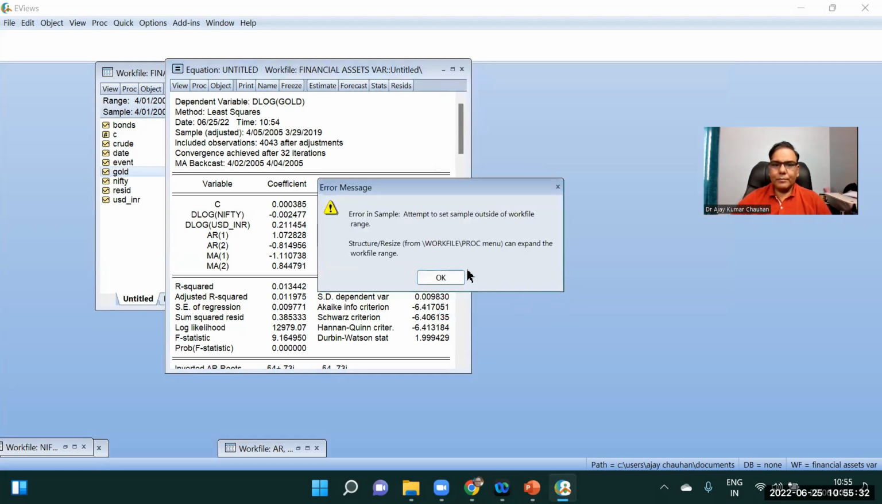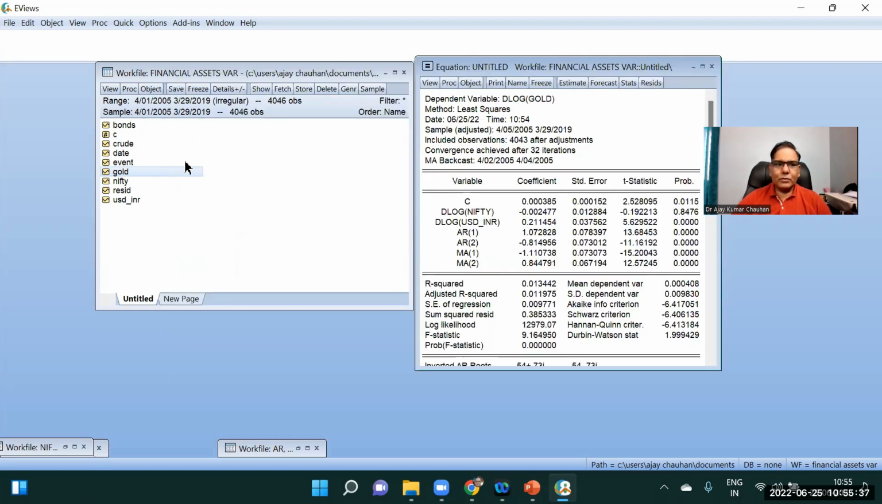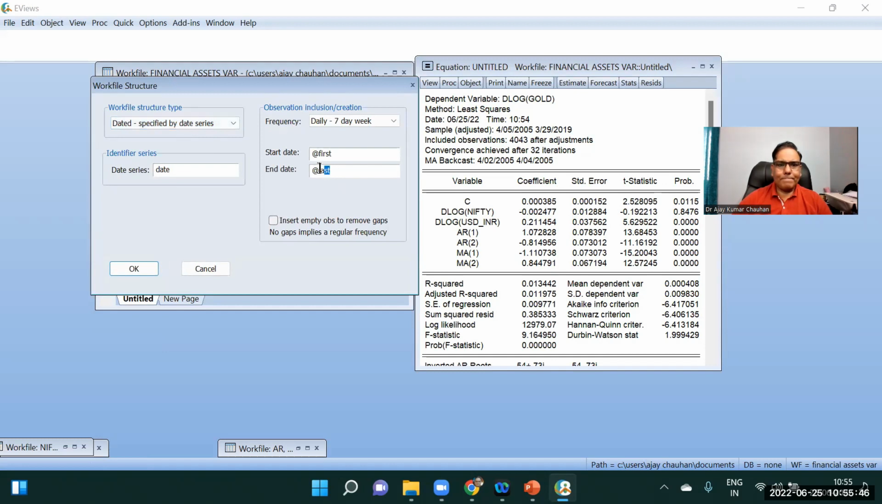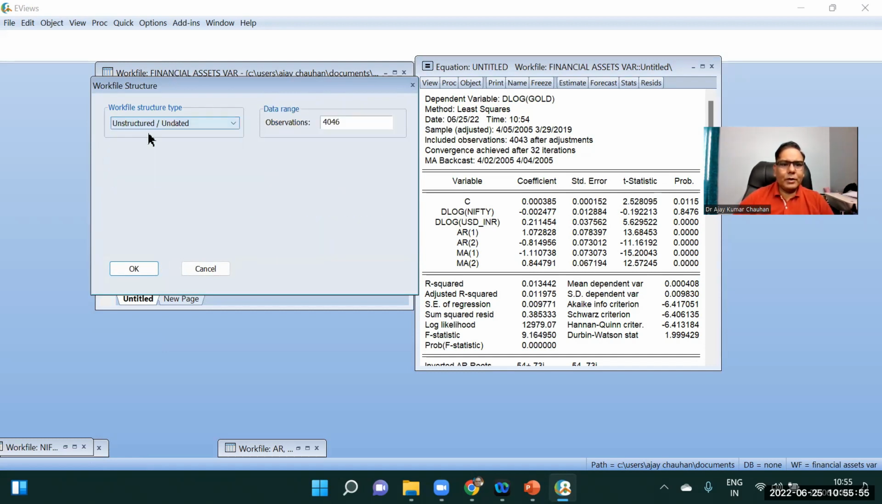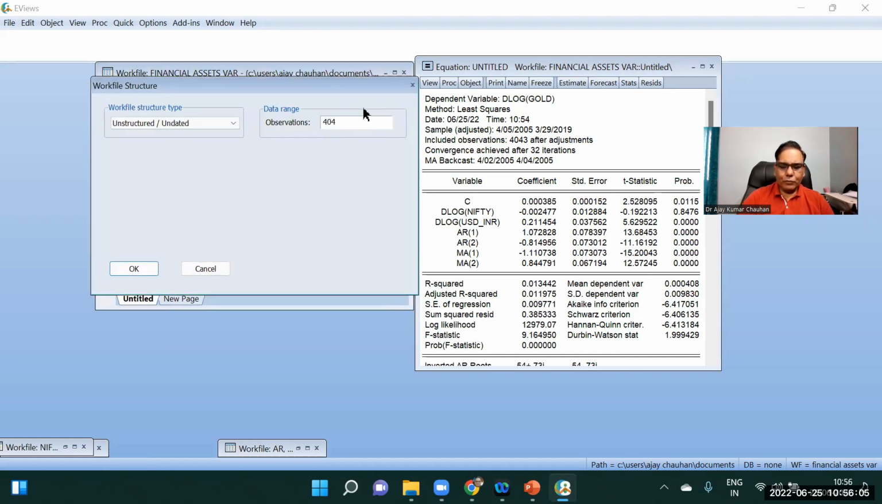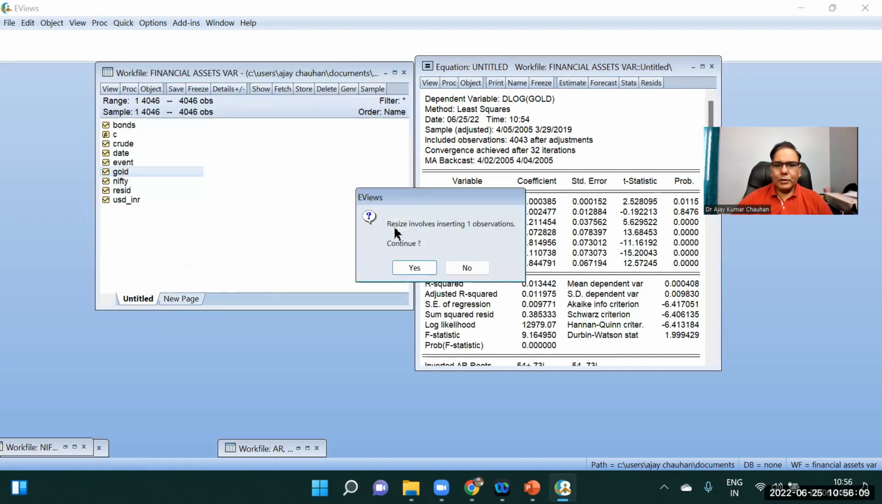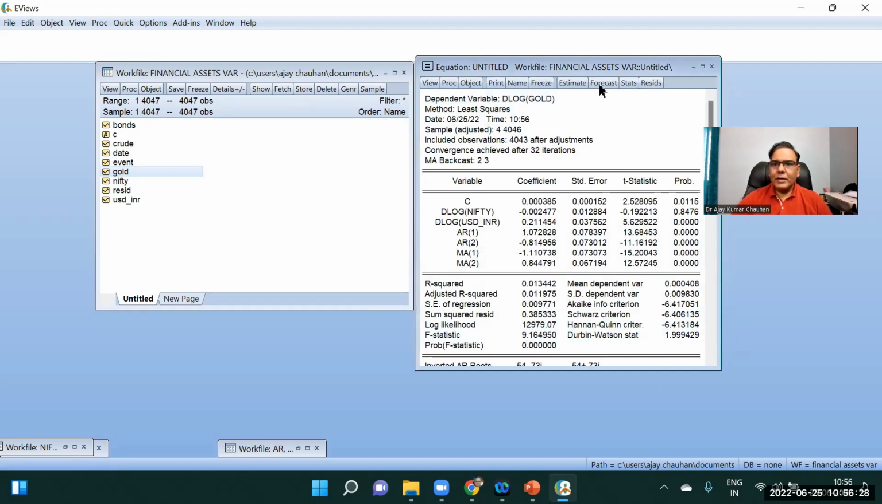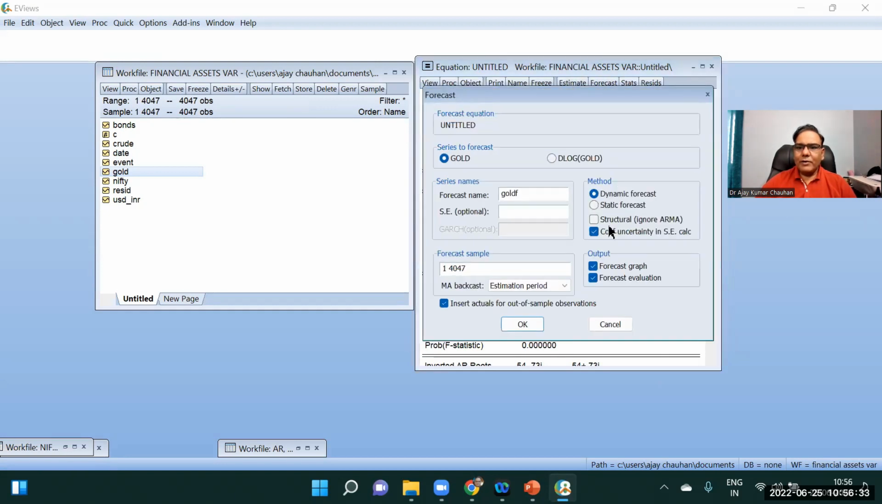The software says that you have to increase the observations. So let me do that. Go to Proc, Structure, Resize. The end date is now undated. So we have 4046 observations, and now I'm adding one more observation. Continue. Forecast. Okay, now the software will not take the dates. So 4046 observations, now 4047. Now I will forecast for 4047, the next period, a static forecast, and okay.